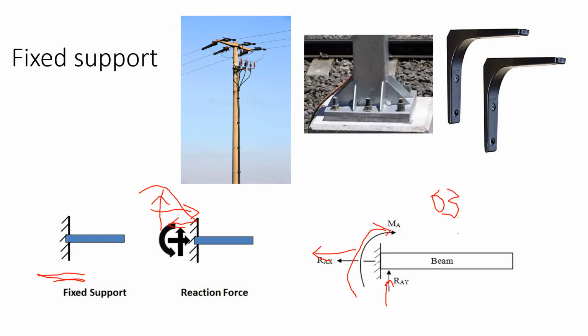You can take the practical example of fixed support, this bracket which is fixed in the wall, footing, column footing, and this electrical pole fixed in the ground.